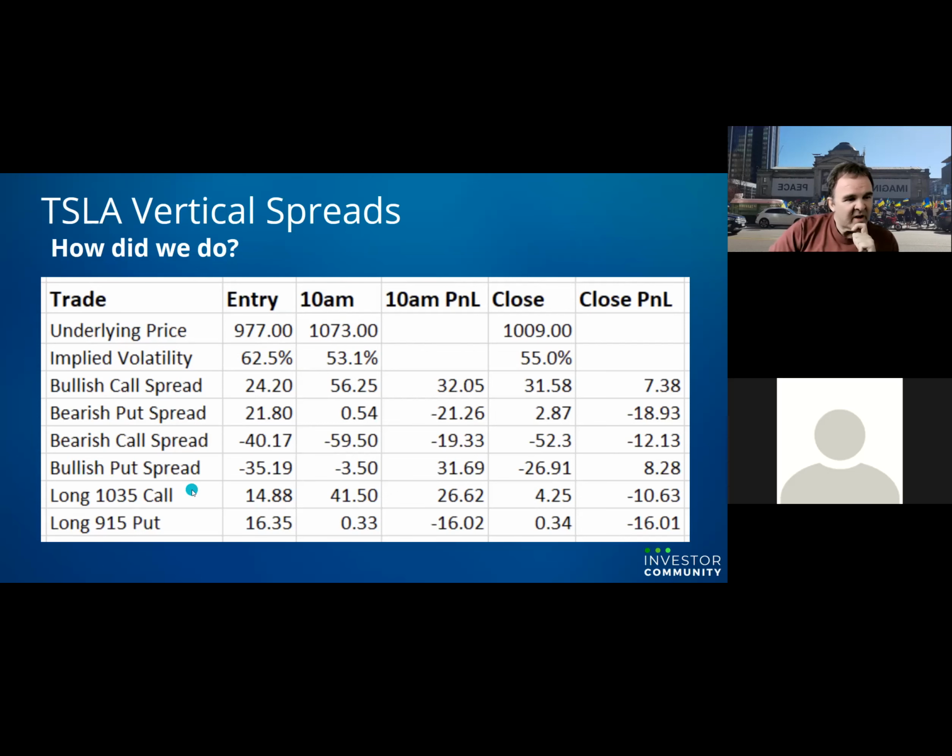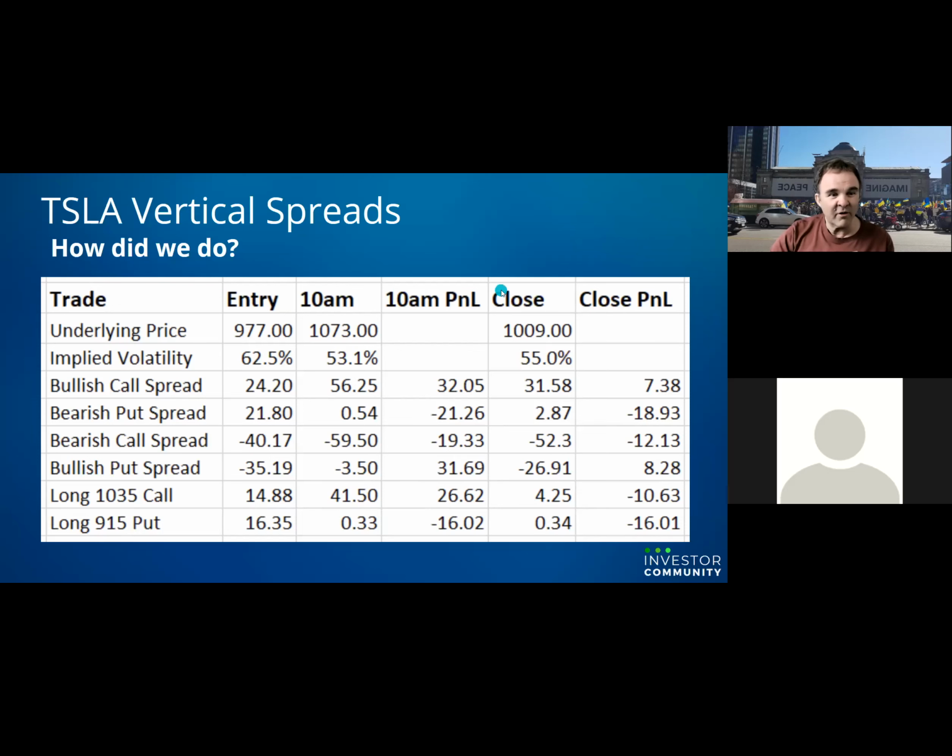Let's look down to the bottom of this, because just for fun, I thought, okay, well, what if we had bought a call, or what if we had bought a put? How would we have done? Yesterday at the close, the 1035 call would have cost us $14.88. At 10 o'clock this morning, that was worth $41.50. Nice gain there, right? 26.62 gain on that. Really good return on that. However, if we had hung on to that into the close, it was only worth $4.25 at the close.